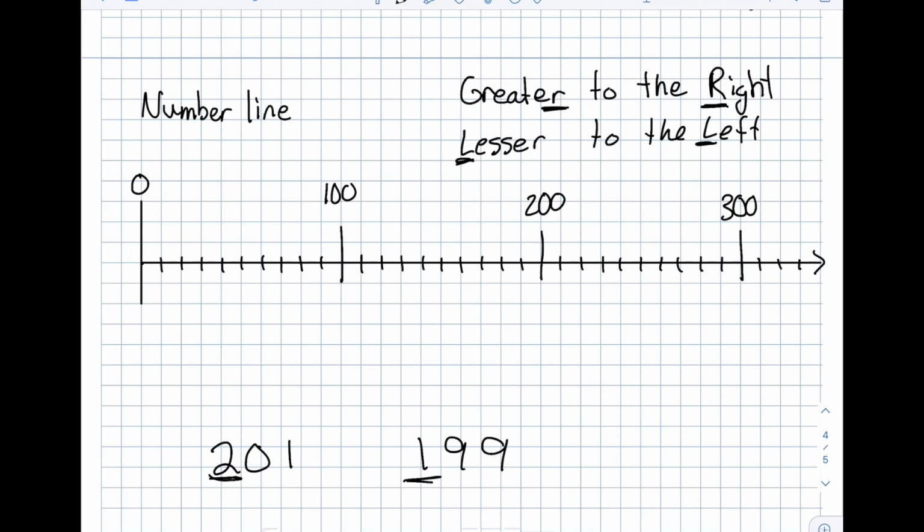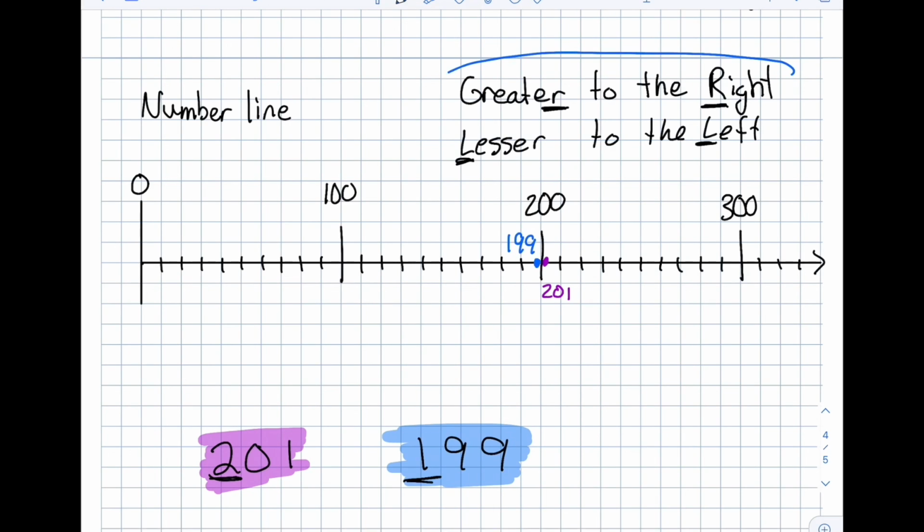And so on. So when we plot these two numbers, 201 will be just to the right of 200, but not yet to the 210 tick. 199 will be just to the left of 200. And we know that greater numbers are to the right, and so our greater number will be 201.